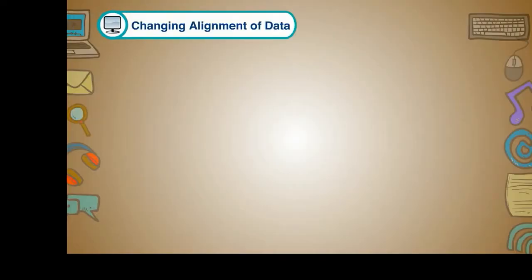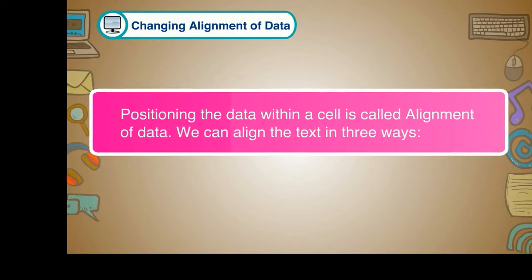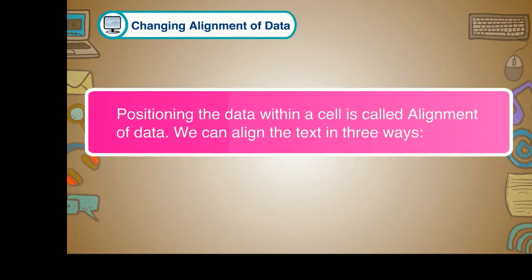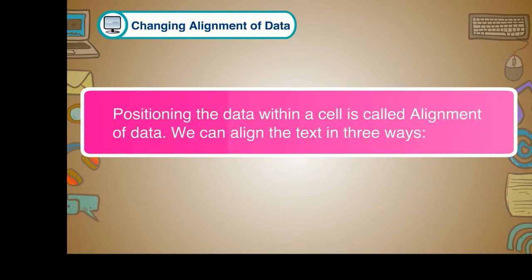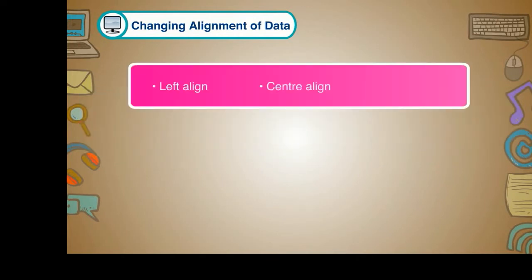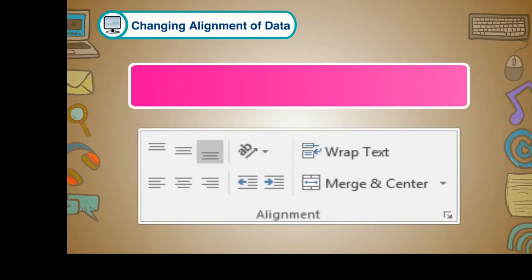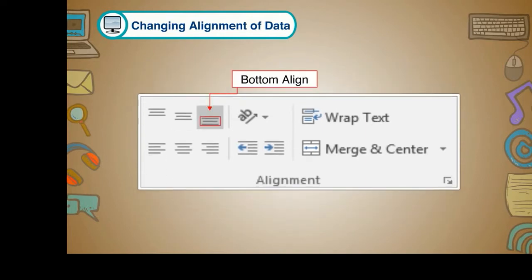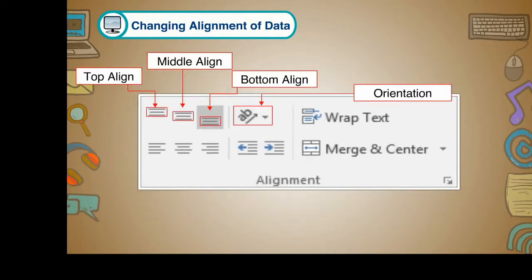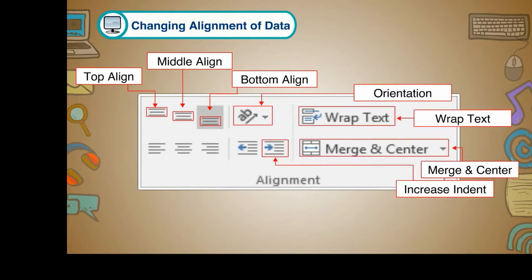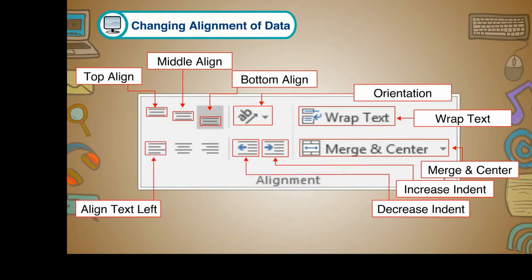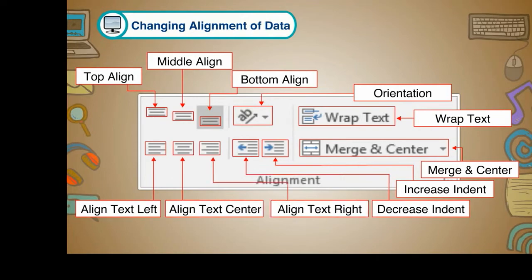Changing alignment of data. Positioning the data within a cell is called alignment of data. We can align the text in 3 ways: left align, center align, right align. In Excel 2016, the numbers are right aligned and the text is left aligned by default. Bottom align, middle align, top align. Orientation, wrap text, merge and center, increase indent, decrease indent, align text left, align text center, align text right.